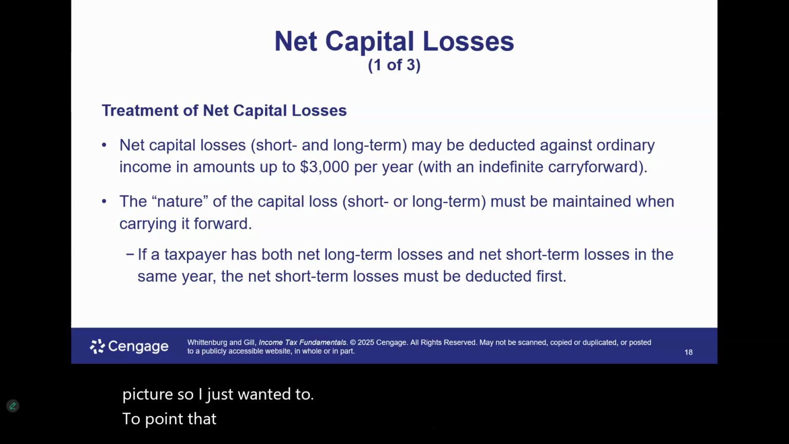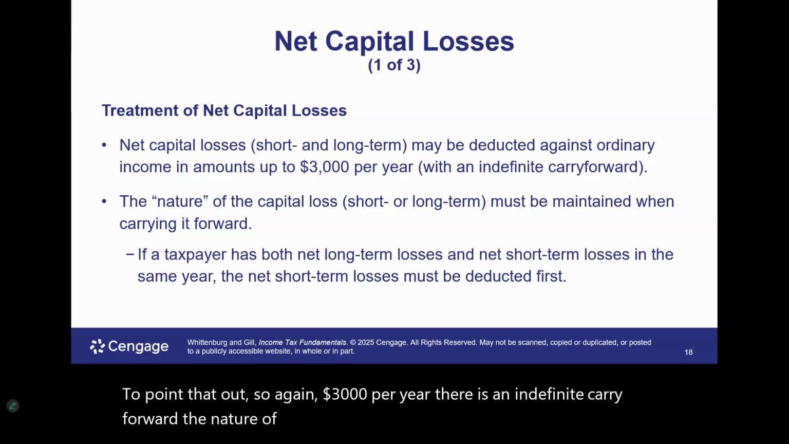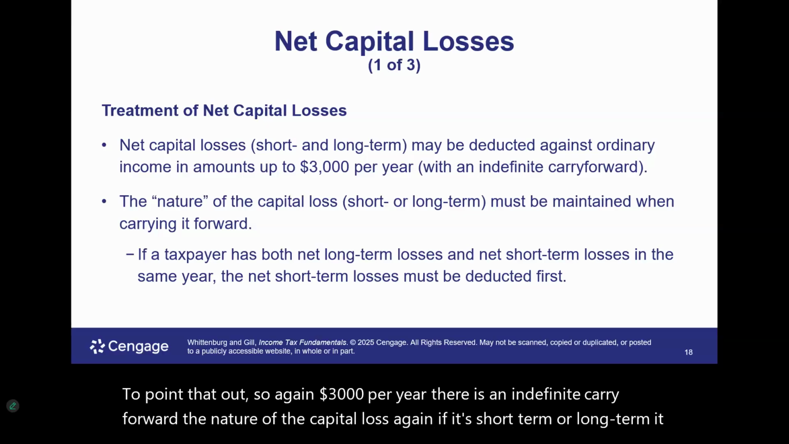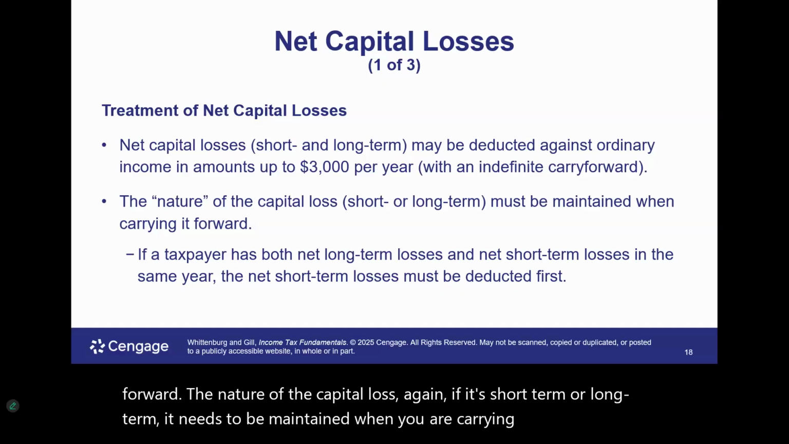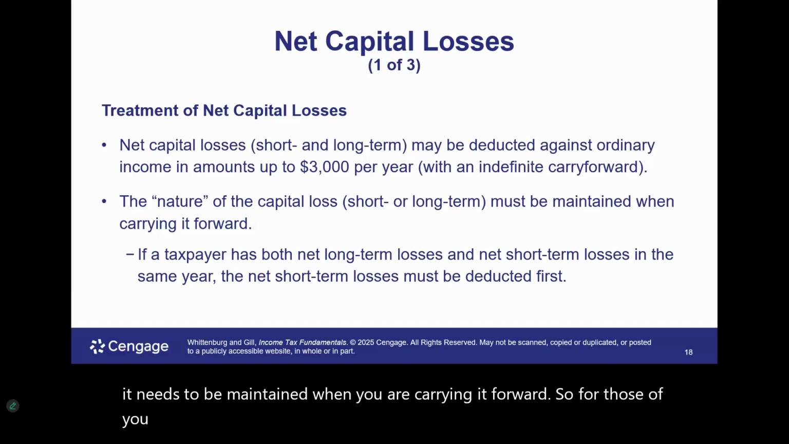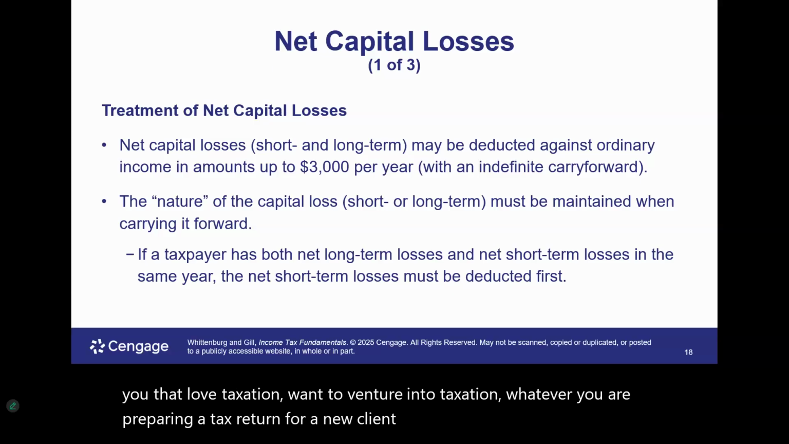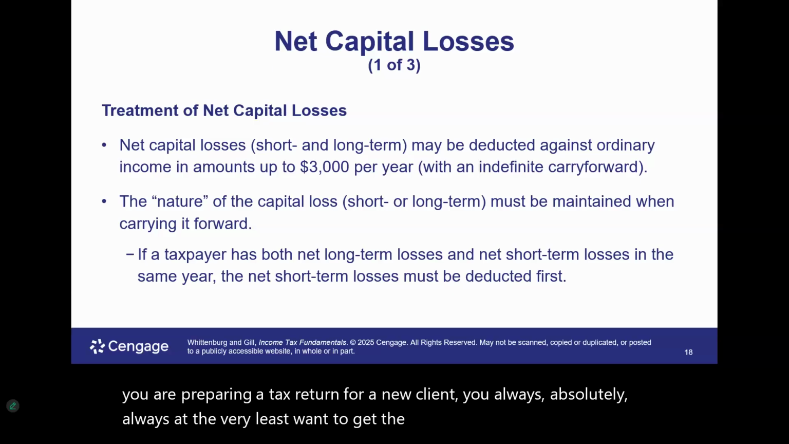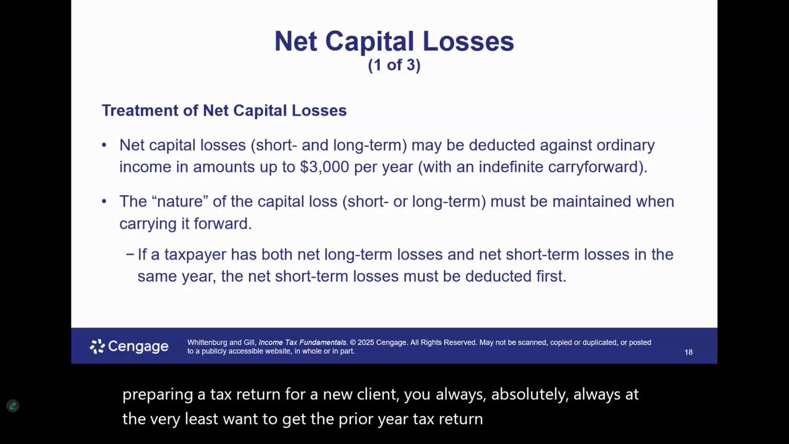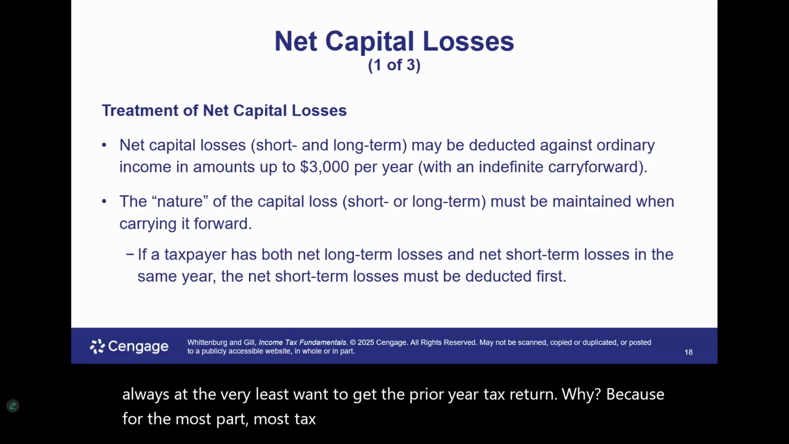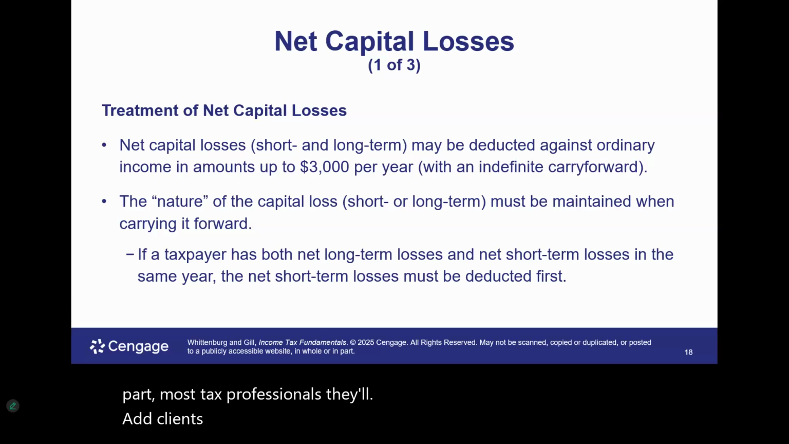So again, it's $3,000 per year, and there is an indefinite carry forward. The nature of the capital loss, whether it's short-term or long-term, needs to be maintained when you are carrying it forward. For those of you that love taxation and want to venture into it, whenever you are preparing a tax return for a new client, you always, absolutely always, at the very least want to get the prior year tax return. Why? Because for the most part, most tax professionals will provide clients with a sheet that details all of the carry forwards.